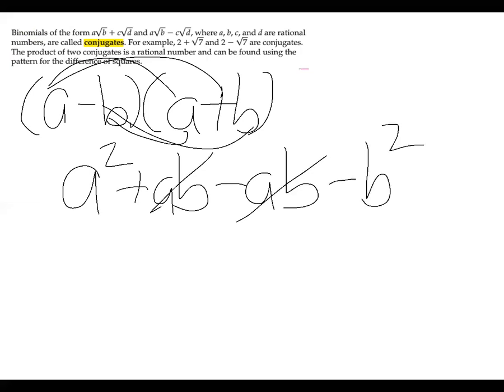And the middle terms cancel and you just get the first term squared minus the last term squared. Same exact thing here. Conjugates are binomials that are exactly the same except that the sign in between the two terms, one is a plus and one is a minus. Okay, well, that's very, very helpful when simplifying radical expressions.